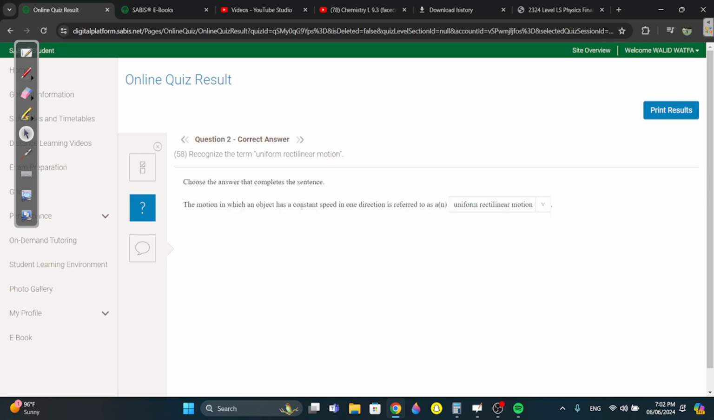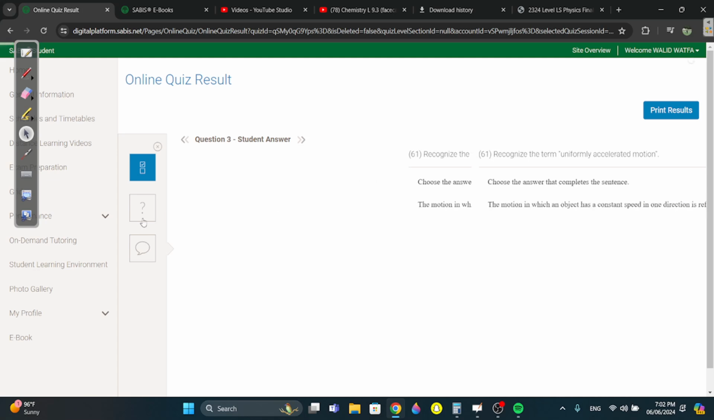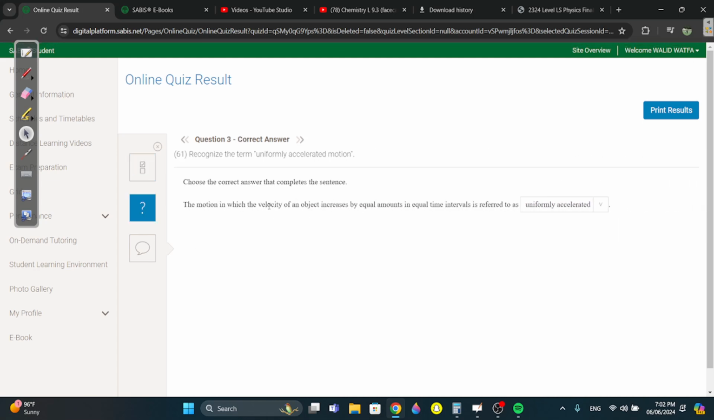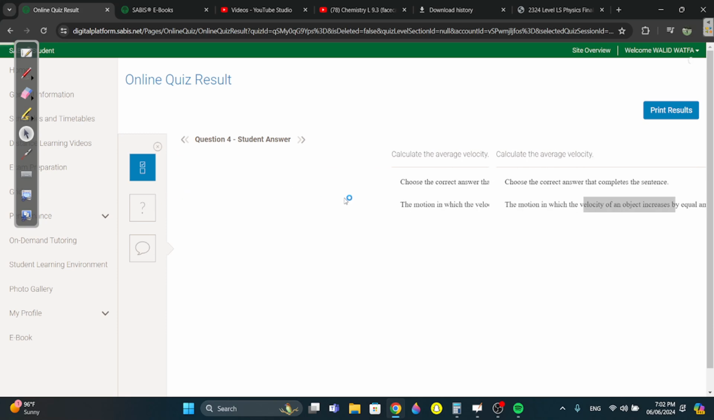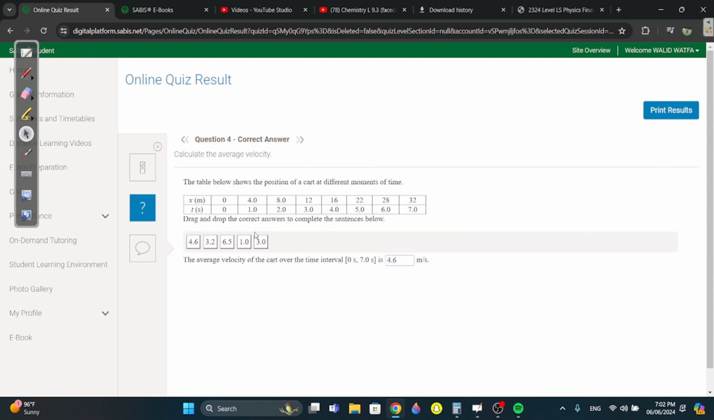Question 2. The motion in which an object has a constant speed in one direction is referred to as URM. Constant speed, not constant acceleration, constant speed. URM. The motion in which the velocity of an object increases by equal amounts in equal time intervals is referred to as uniformly accelerated. When the velocity is increasing, that means it's accelerating. So it's uniformly accelerated. Question 4.